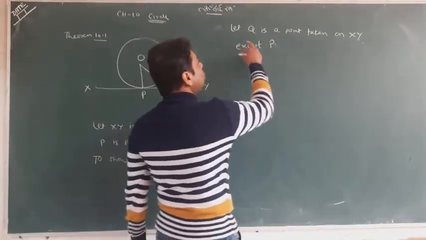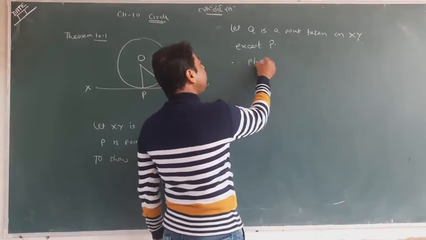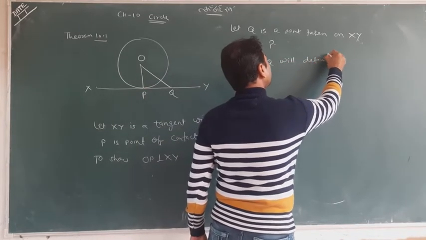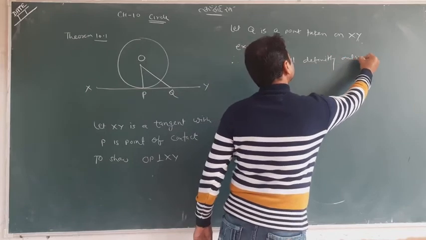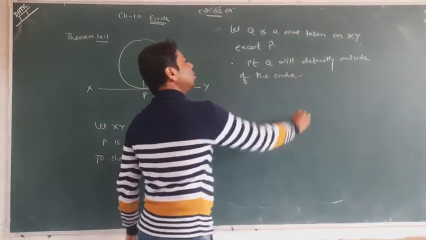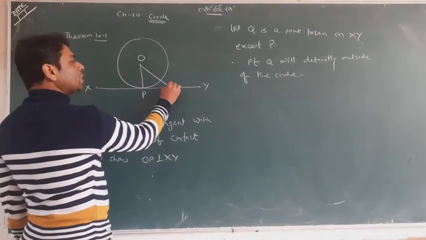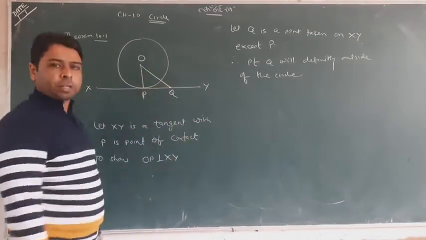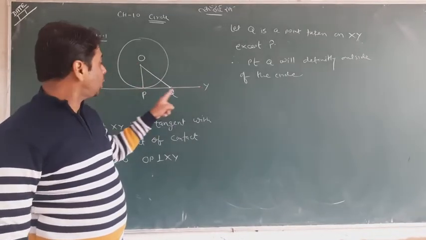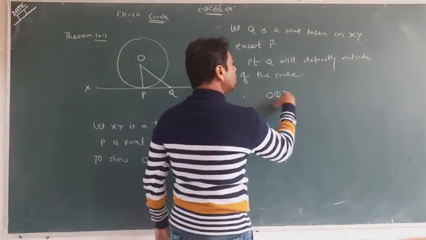So if it is a tangent, definitely Q is outside the circle. So I will write that Q is a point taken on XY except P. Therefore, point Q will definitely be outside of the circle. Very simple thing. And if Q is outside, which is greater? Definitely OQ is greater than OP, because Q is outside of the circle and P is on the circle. So this means that OQ is greater than OP.